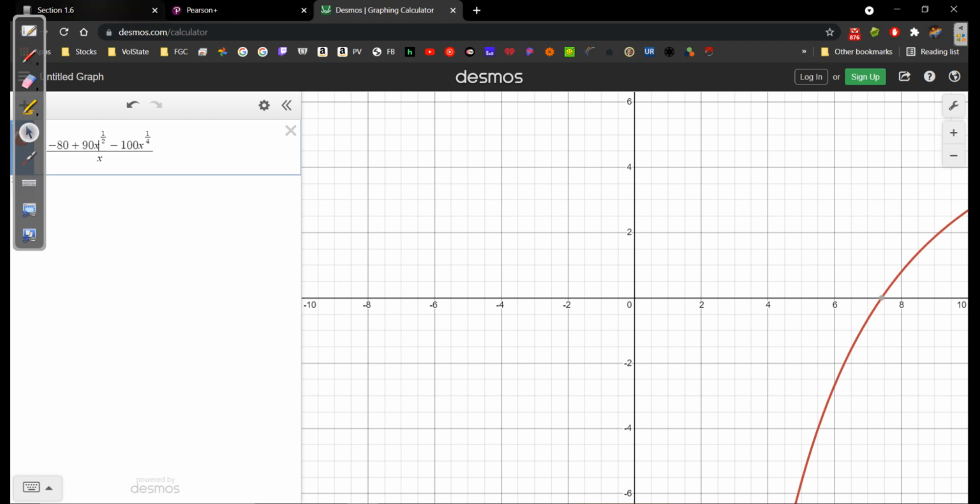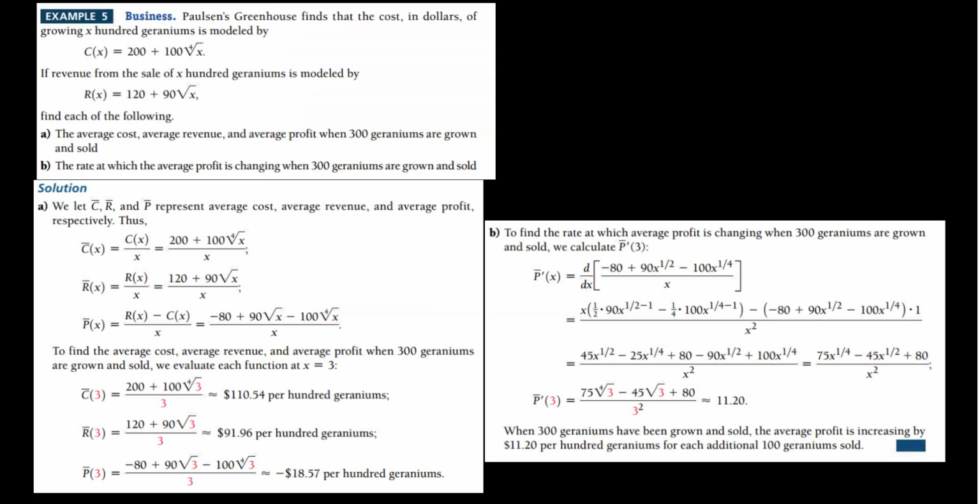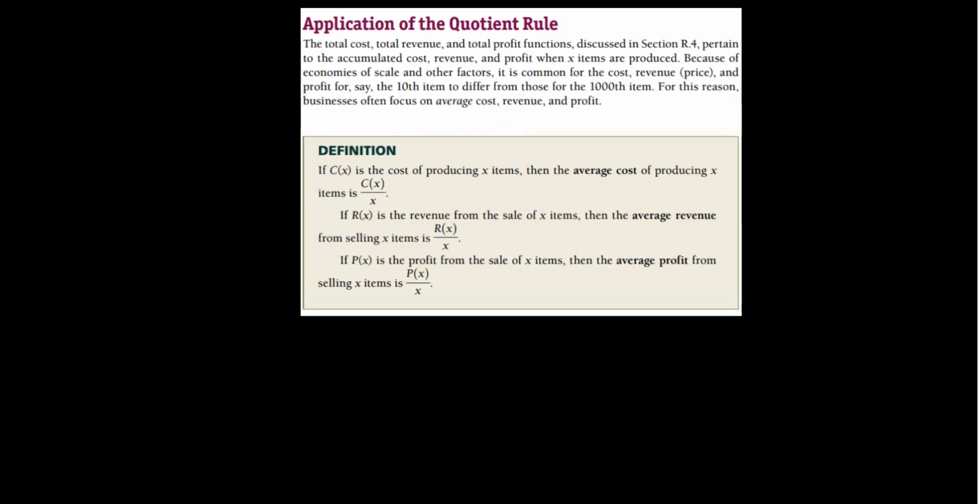All right, so let's go ahead and look at this example real quick. All right, so I said it's okay. So the application of our quotient rule, we're just talking about total cost and stuff. So the definition we have C of x. C of x just means average cost. R stands for revenue, and P is just simply the profit. And notice in each one of them, you have the cost function over x, what you are producing, I suppose. Revenue R of x over the x, and P of x the profit over x.